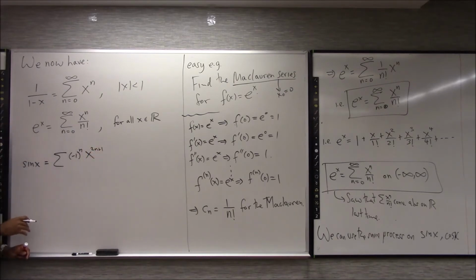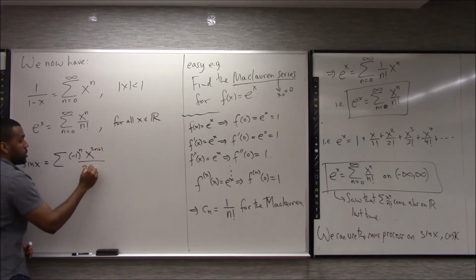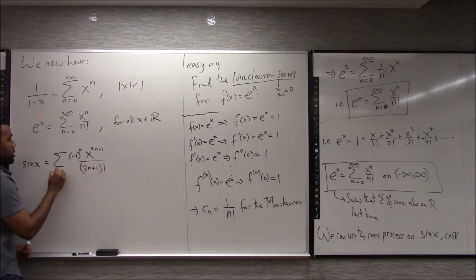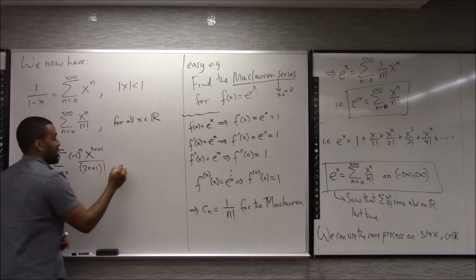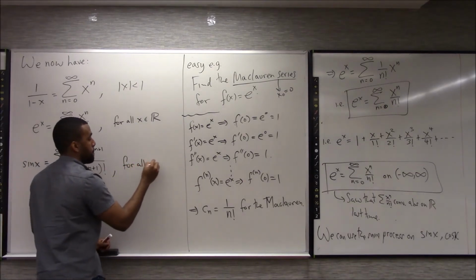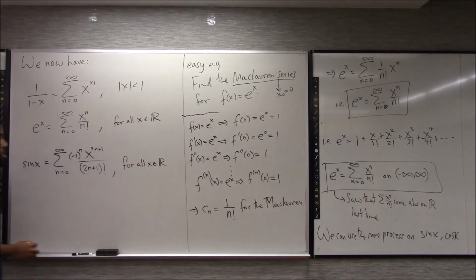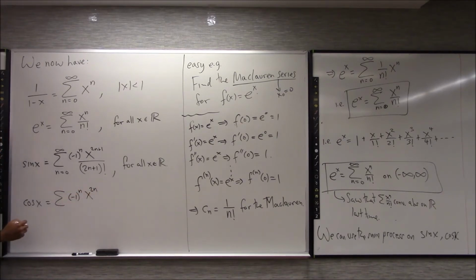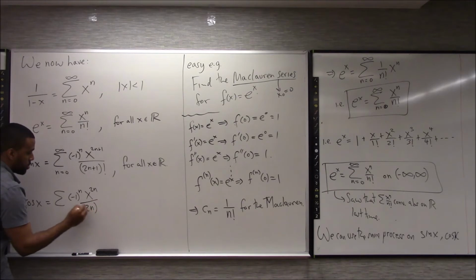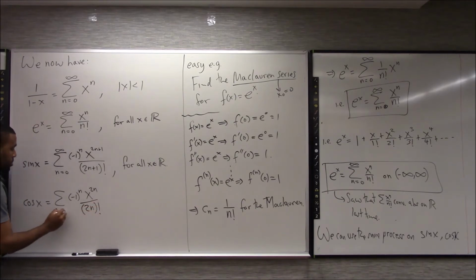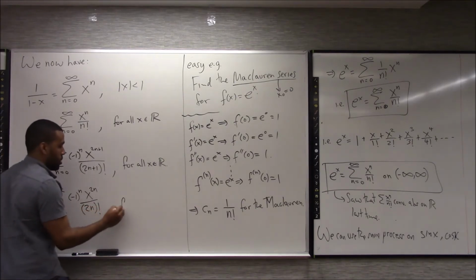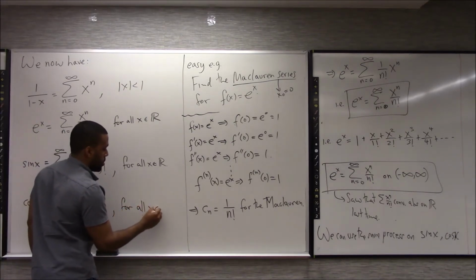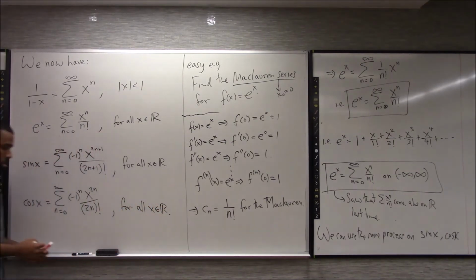So you write the powers as x to the 2n plus 1 over 2n plus 1 factorial. This is n from 0 to infinity. By the way, this also works for all x in R. So it works on the entire real line. Cosine x. Cosine x is an even function, and as one would expect, it only works on the even powers. So powers that are double of some integer. For all x in R.